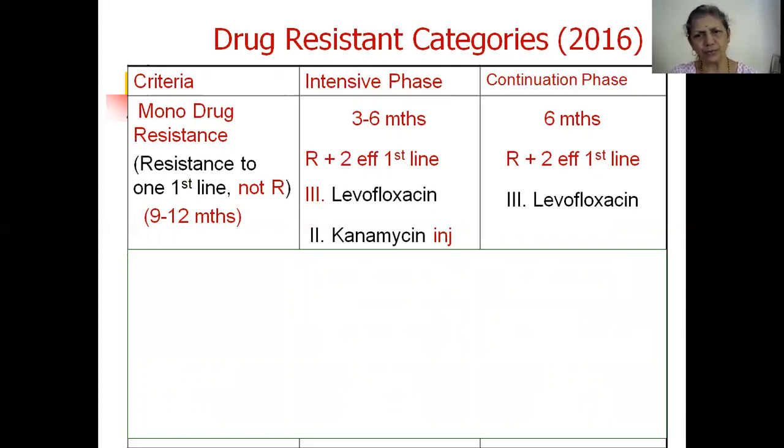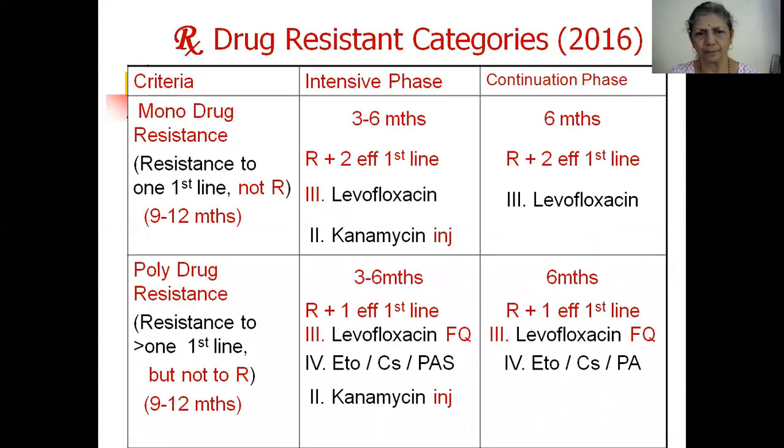So from group 2, kanamycin injection is added, and from group 3, levofloxacin is added. For the continuation phase of 6 months, again we continue these first three first line agents, and only the injection is omitted, levofloxacin is continued. So this is a treatment of 9 to 12 months for monodrug resistant tuberculosis, where three of the first line drugs, including rifampicin, are still working.